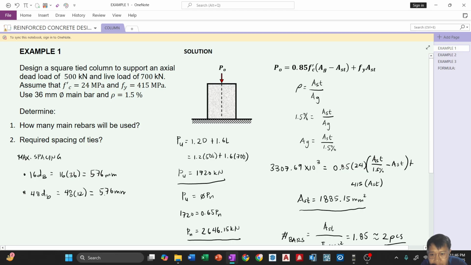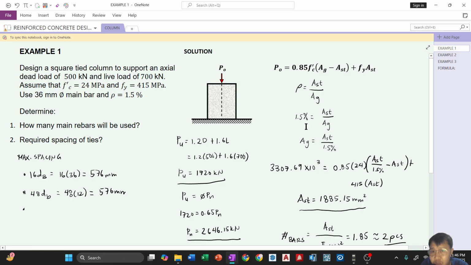576 mm. Okay? And then for the third option, we solve for the least dimension of the beam. Wala ring sinabi dito kung ano yung minimum dimension ng beam na nakakabit dito sa ating column. And since wala namang nakastate sa ating problem, we assume na lang na if ever man may maikabit dito na beam, yung minimum width niya ay same dun sa dimension ng ating column. Okay, yung column natin ay square tied column.